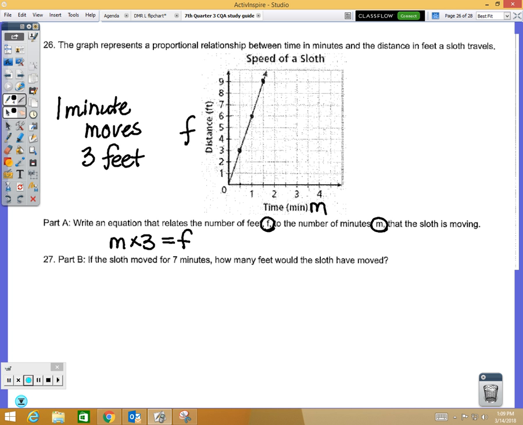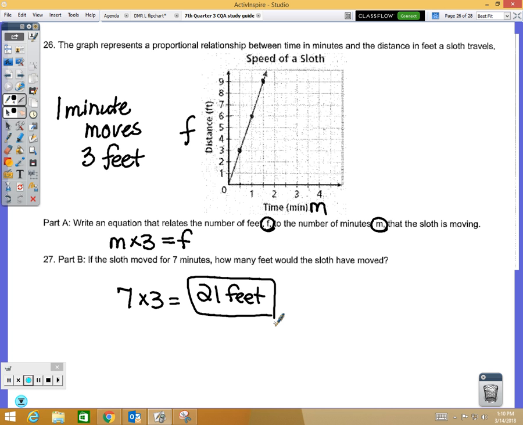1 minute times 3 is 3 feet. 2 minutes times 3 is 6 feet. 3 minutes times 3 is 9 feet. Okay? Part B says if it moved 7 minutes, so same thinking, 7 minutes times 3 would give you 21 feet. So what I've seen some people do is they mess up what they're multiplying by. So just make sure it makes sense what you're saying, okay? And again, use the variables that are given for this.